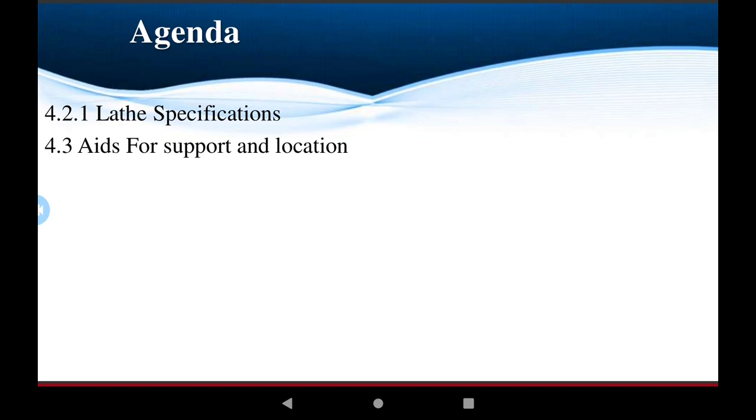In addition, for the support and location, the most important factor is the tool selected for the feed rate of the tools, and some of the topics are presented in very detail in this video.